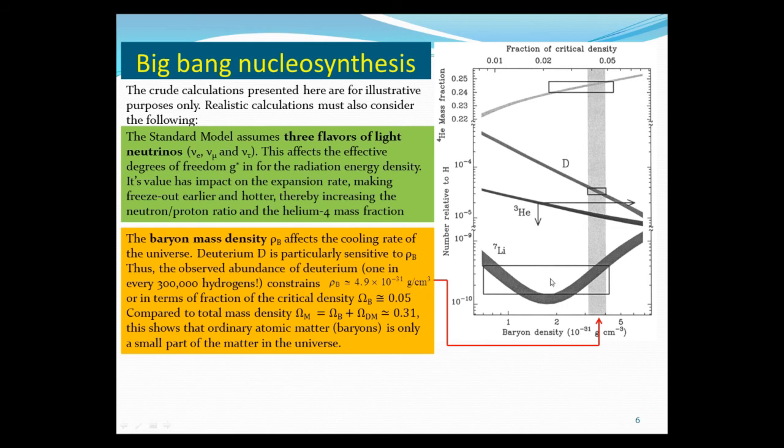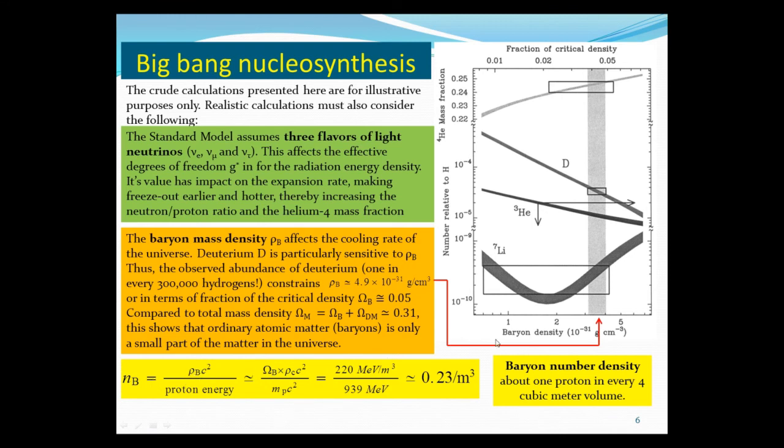cubic centimeter. Now in terms of omega, the density parameter is about 5%. By the way, this graph is kind of old, more than 10 years old, so now the value has drifted a little bit more towards 5%. Now compare the total mass density. Remember we said it's 0.31, and this shows that the ordinary atomic mass, the baryon, is only a small part of the matter in the universe.